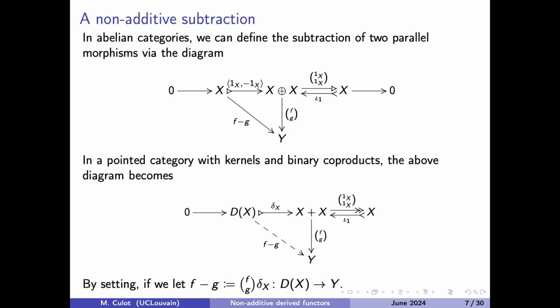And then on top, these triangles encode the difference of f and g, two parallel morphisms. Then we just take the same definition. The only difference is that the domain is no longer x, but D of x. But this is a morphism, not a category.